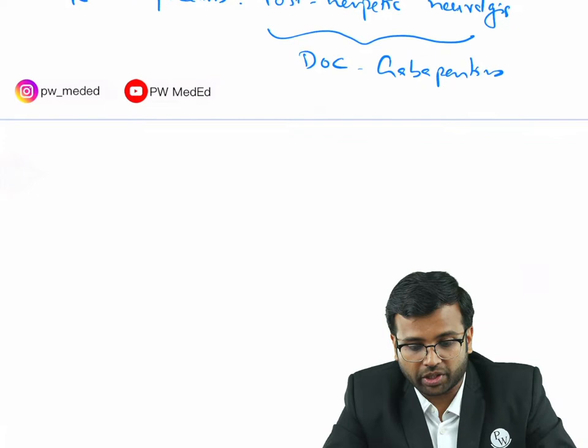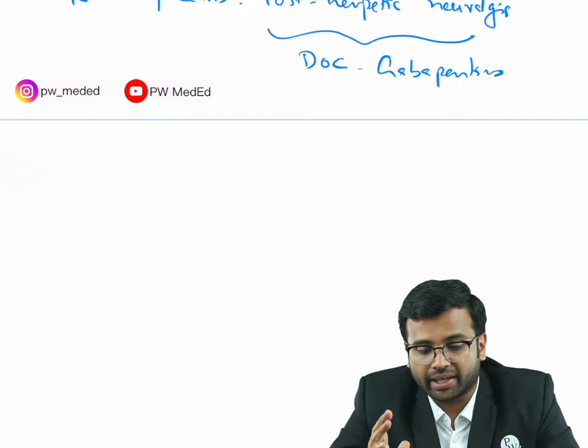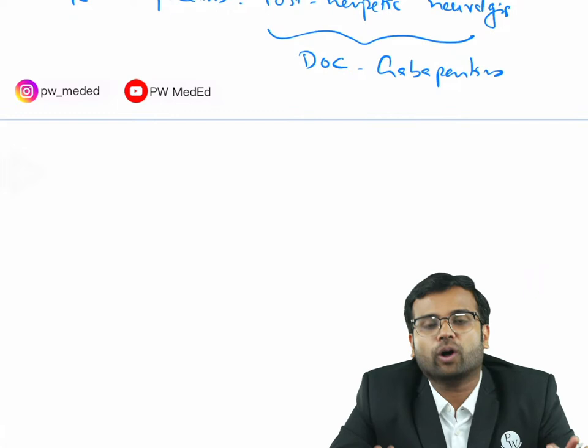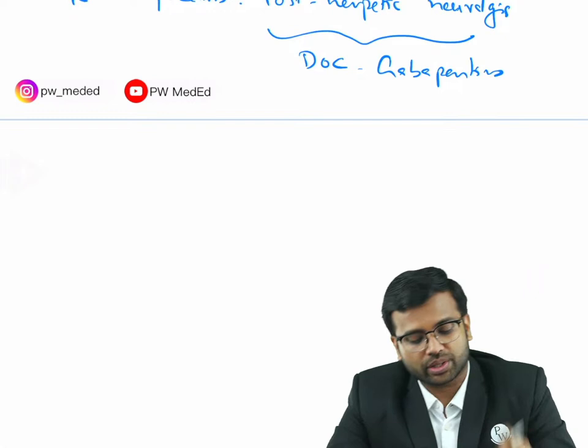Very good. So yes, Bhargavi, like herpes zoster ophthalmicus is possible, Ramsay Hunt syndrome is possible. So all these are the complications of herpes zoster. Now, what is the drug of choice in herpes zoster?